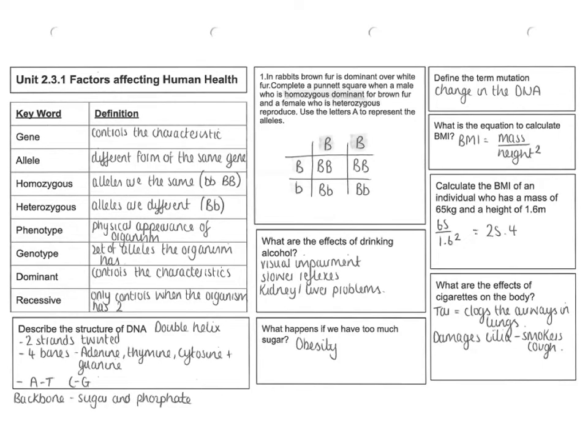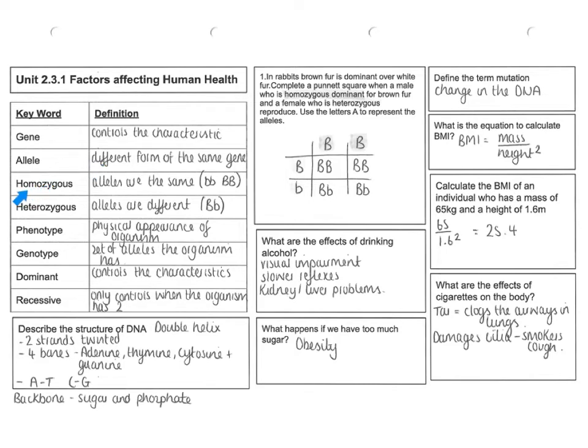Okay, so this is the answers for the review sheet of Unit 2.3.1, Factors Affecting Human Health. In this, there's a lot of definitions for you to remember, and they can ask you to define it, so make sure you do learn them. So we've got a gene, it controls a characteristic, an allele is a different form of the same gene.